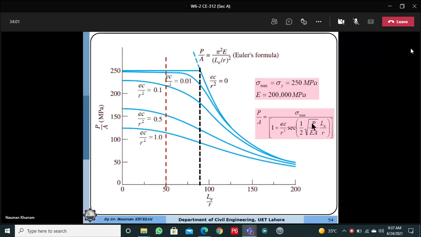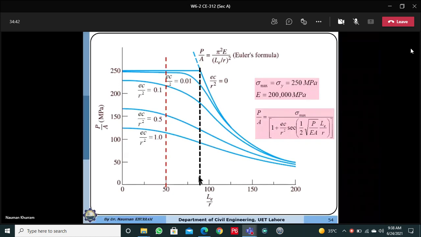The applied stress is what we want to determine, and we substitute the LE over r value, which is variable. We can substitute this LE over r value starting from 0 to 200, maybe 10, 20, 50, 75, 100, 250. And all these values are known, and we determine the P over A value by hit and trial. Sigma maximum is known. So with the increase of slenderness ratio value, the P over A value is decreasing, just like we have here.